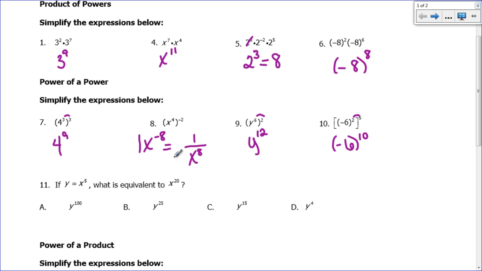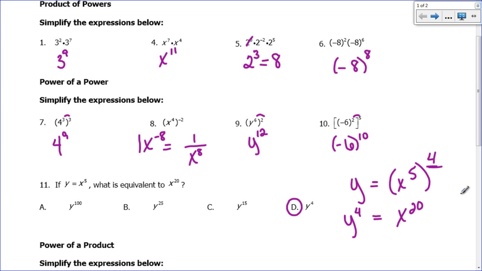And so this next problem is just asking you to extend that. They're saying that if y is equal to x to the 5th, I want to know what equals x to the 20th. So what they're asking is, if I have x to the 5th power, what power do I have to put it to so that this makes a 20? What number needs to go here so that 5 times that number makes 20? Well, the only number that would work would be a 4. 5 times 4 makes 20, which means that y to the 4th makes x to the 20th. Because if I put a 4 on this one, I got to put a 4 on this one, so the answer is D.